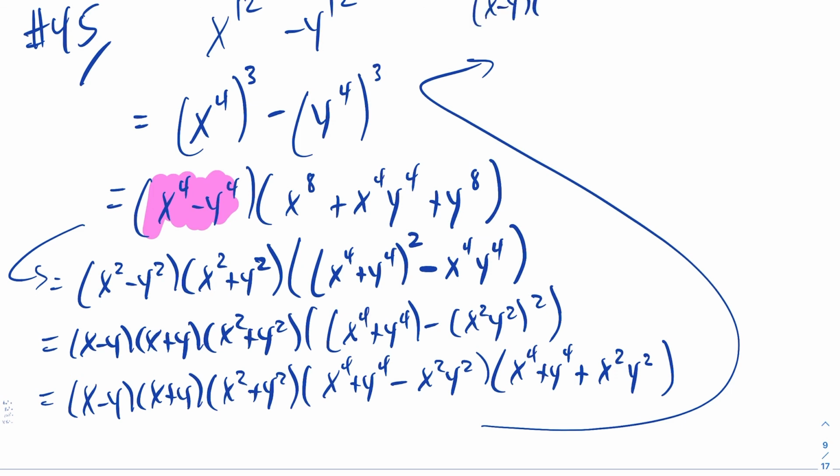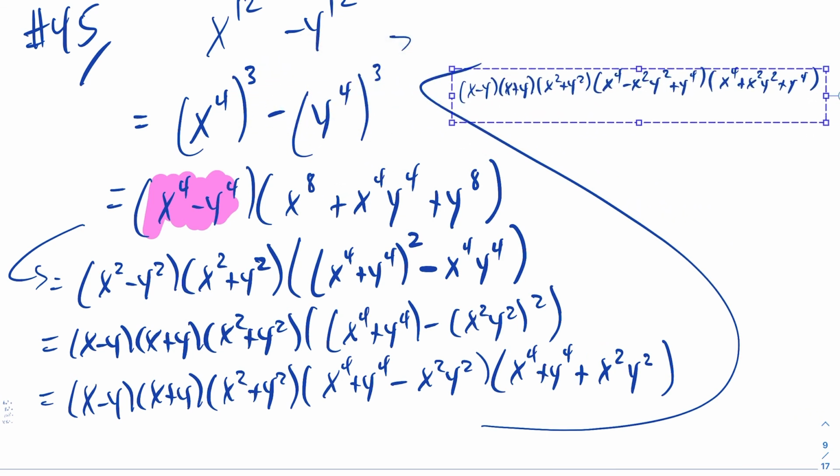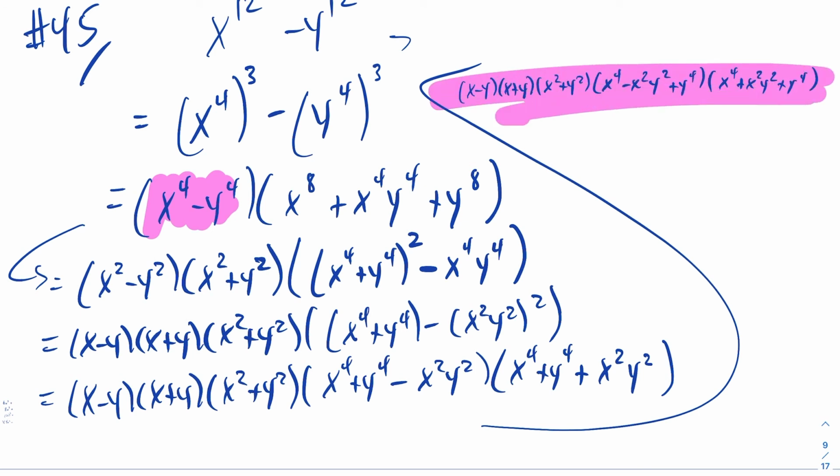We have x minus y, x plus y, x squared plus y squared, and then x to the 4th minus x squared y squared plus y to the 4th times x to the 4th plus x squared y squared plus y to the 4th. All right, and taking a look here, there you go. You have your fully factored expression here. So x to the 12 minus y to the 12 will factor into this right here.